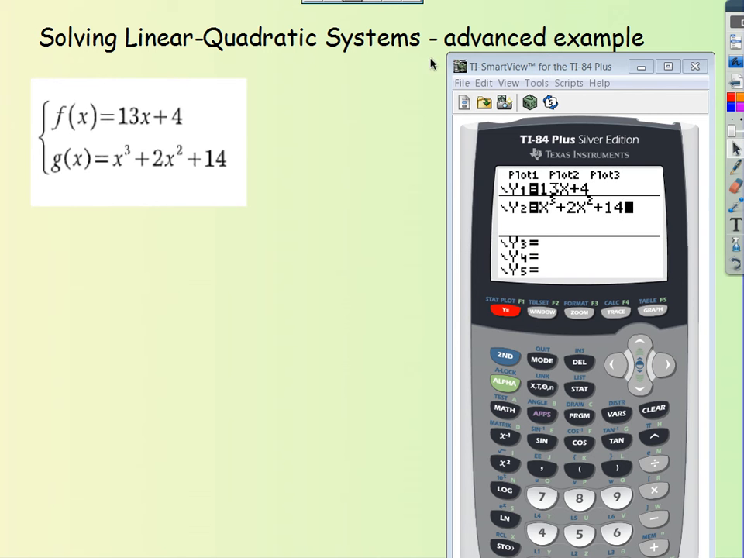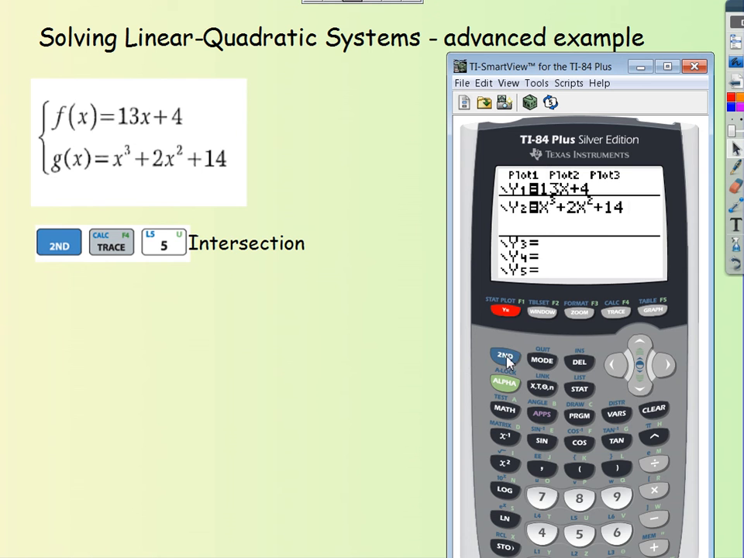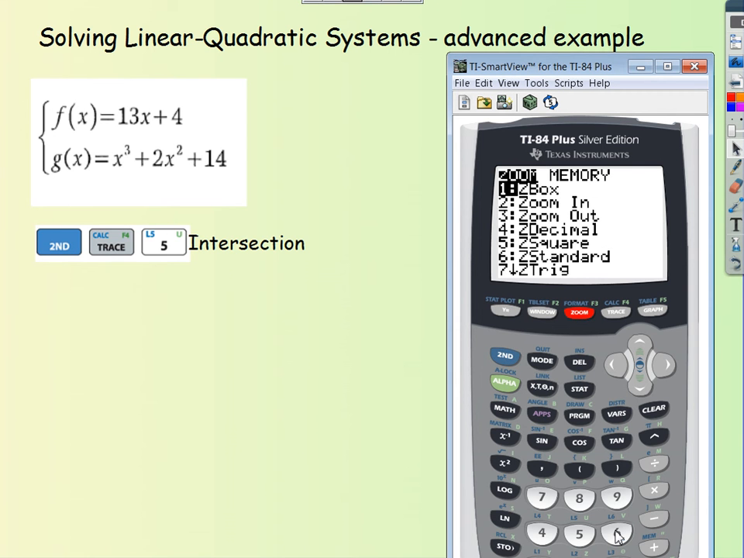So what I want to do is give you an overview of ways that you can mess around with your window a bit to make sure you're getting all the solutions you need. So to start us off, we've got our equations plugged in. Okay, so the equations are plugged in. We always go Zoom number 6.